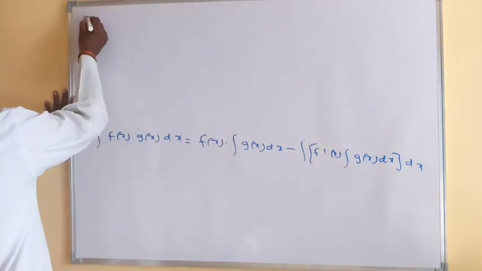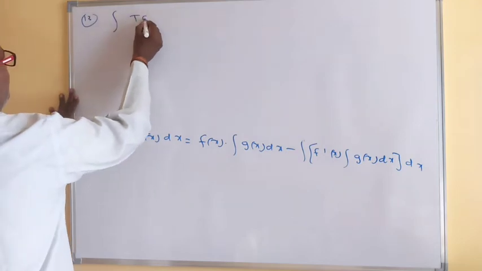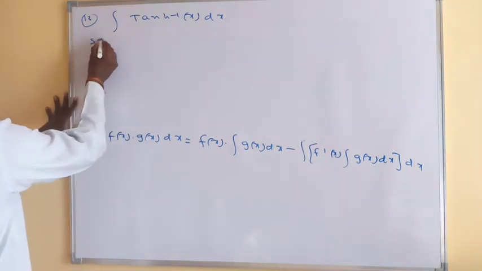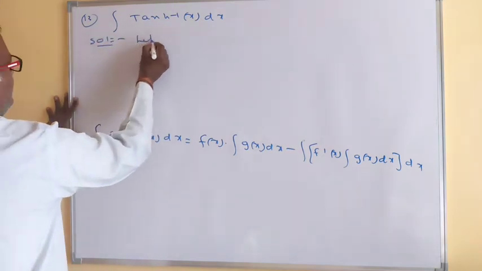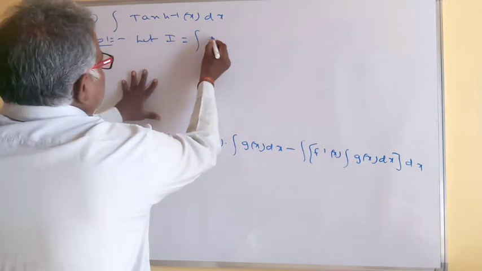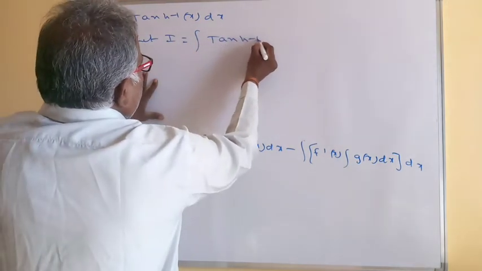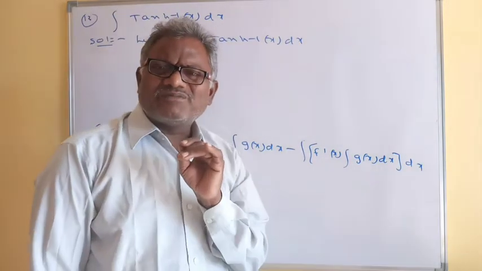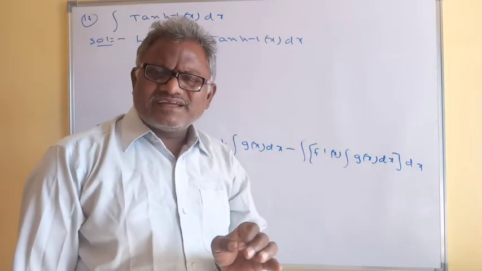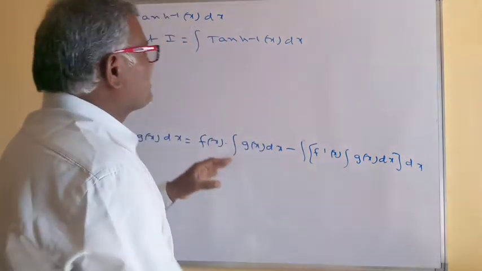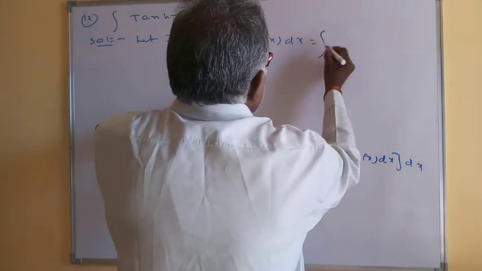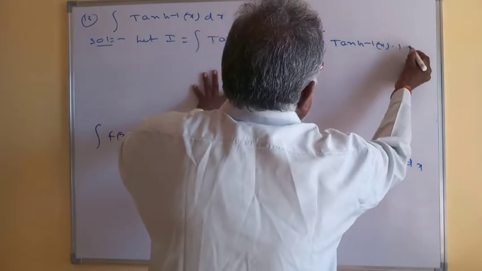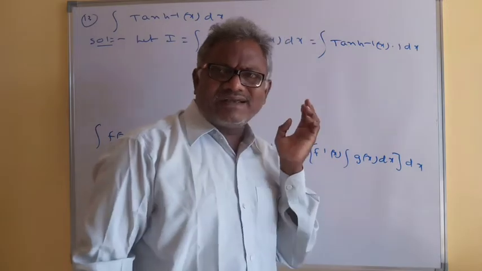So, question number 13: integral of tanh inverse x dx. Solution: let I is equal to the integral of tanh inverse x dx. To evaluate inverse functions, you must consider the second function as unity, that is 1. So tanh inverse x into 1 dx.